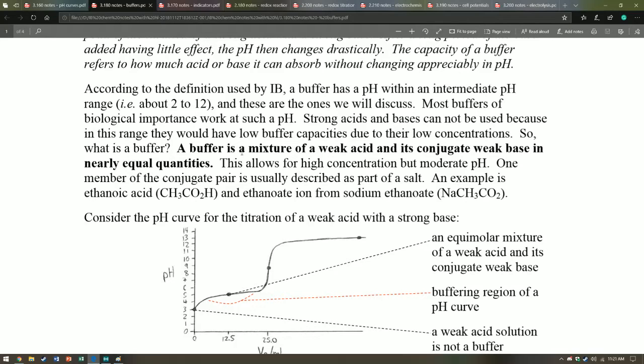So one way you can get a buffer, I should say, is that you can have a weak acid and its conjugate weak base in nearly equal quantities. This is because Ka times Kb equals Kw. However, since for a weak acid Ka is somewhat small, Kb is also somewhat small, and therefore they have similar effect on acid-base, just one's more basic than the other.